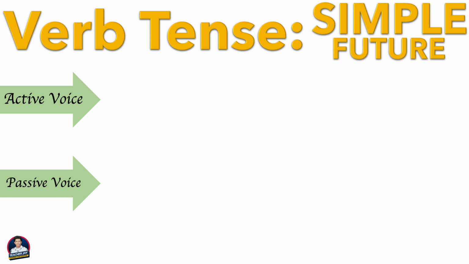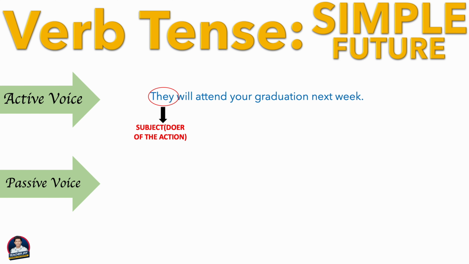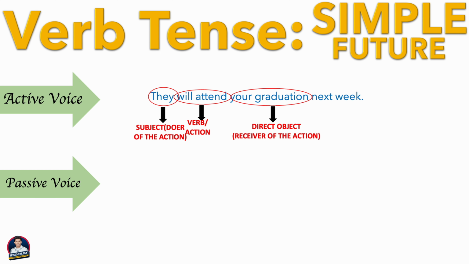Another example here of an active voice using the simple future tense of the verb. They will attend your graduation next week. In this example, we have the subject they, who performs the action will attend. Okay, that's our verb or action here. And then your graduation is our direct object, or the one that receives the action. Or it answers the question, what will they attend next week? And the answer is, they will attend your graduation next week.